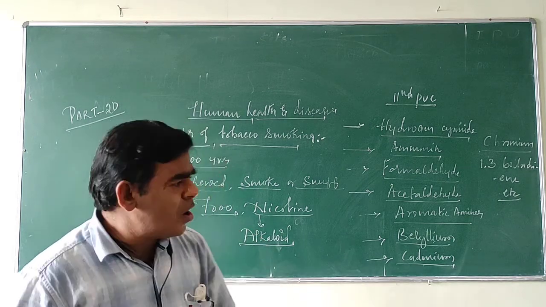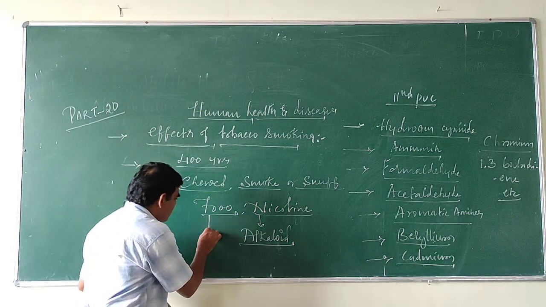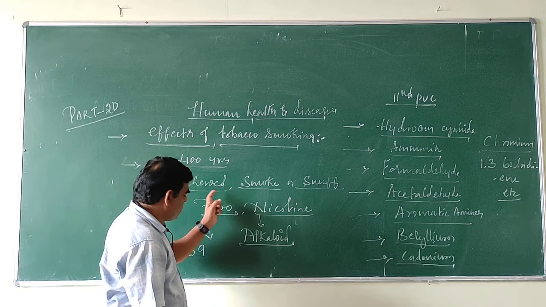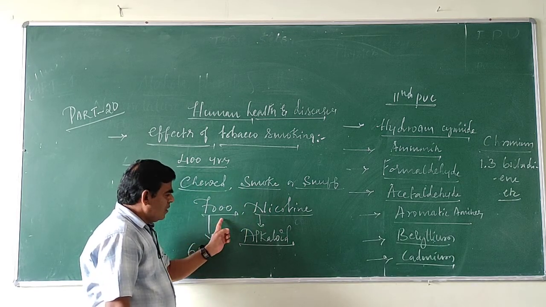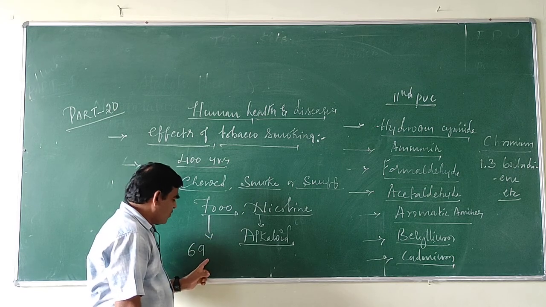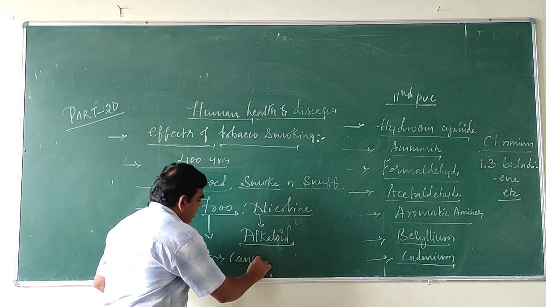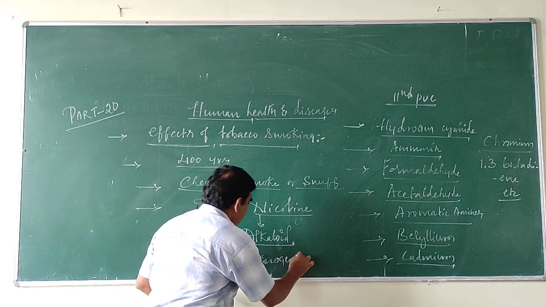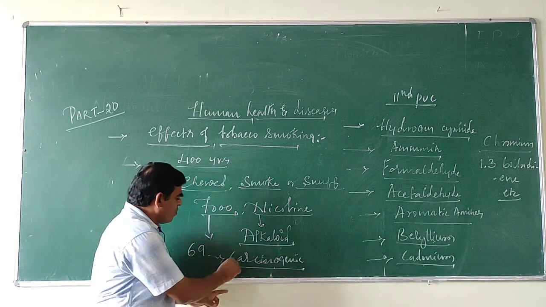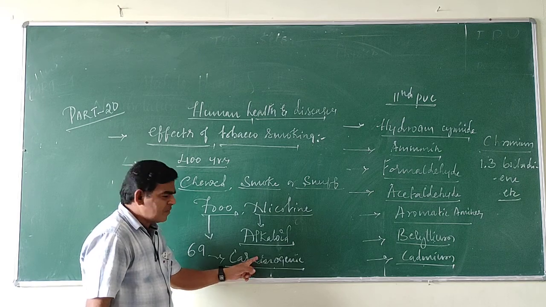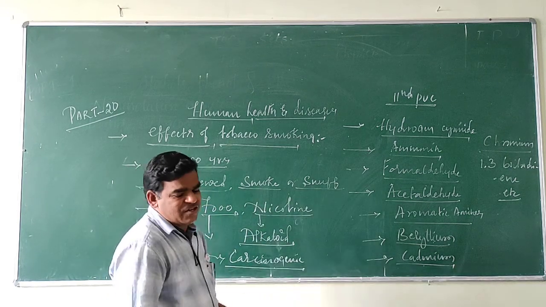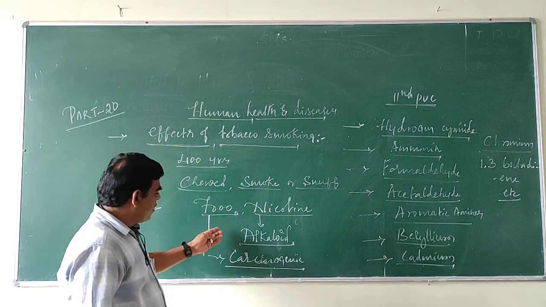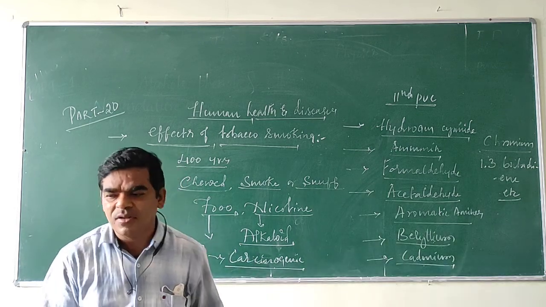Next, among the 7,000 chemicals present in the tobacco, 69 chemicals are carcinogenic. Clear? So what are the effects? These are the important chemicals present in the tobacco, and 69 chemicals are very potent in causing cancer.